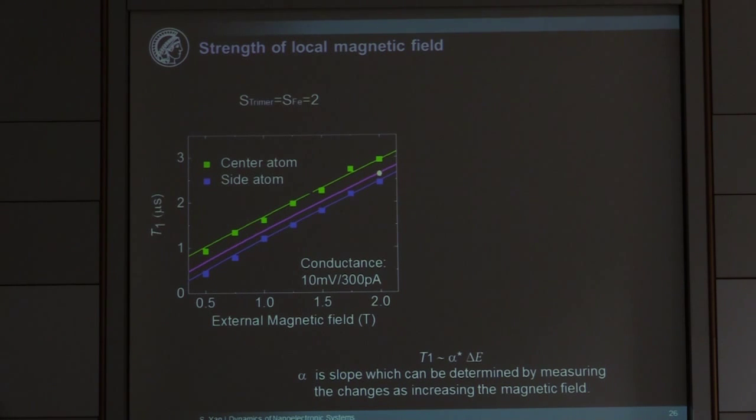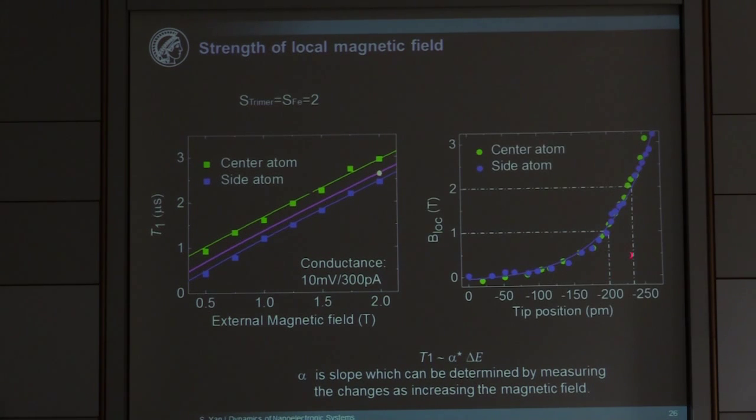So by characterizing the changes of the lifetime as a function of the field, we can characterize how strong the local magnetic field is, because the lifetime of the trimer is really skewed with the energy splitting of the two low-lying states. And then surprisingly, we can see the local magnetic field can reach 2 or 3 Tesla, even by only one atom coupled to the nanostructure.